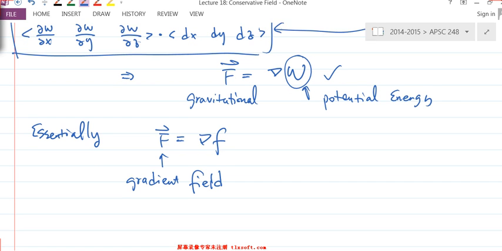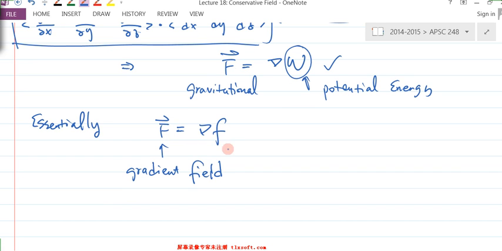So this F is a gradient field. In general, this small function f here is called a potential function. If you just apply the gradient operation to a scalar function f, you get a vector function, or vector field, and that f is mathematically called a potential function. If you're in the Earth's gravitational field, you can call the f a potential energy, that kind of idea.